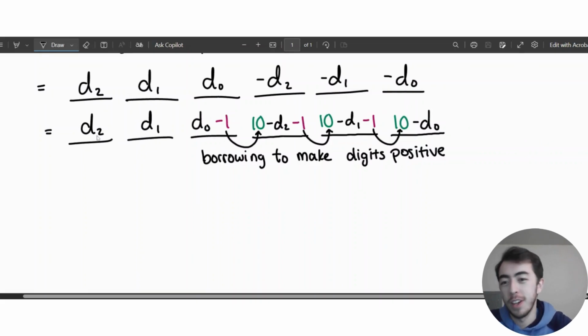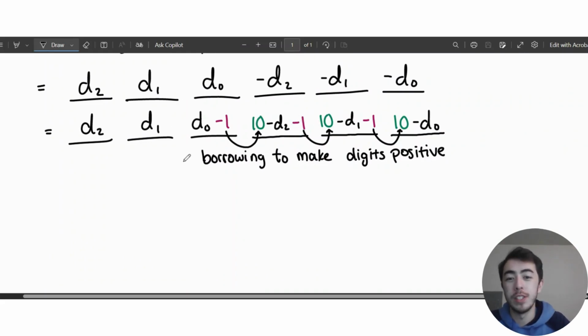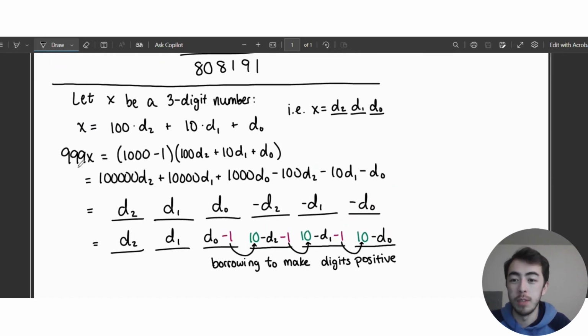All right, so I just color coded it to make it make a little more sense. Here I'm borrowing a digit from the thousandths place and turning it into 10 hundreds. And then I'm borrowing 100 and I'm turning it into 10 tens. And this is just to make sure that all of my digits are somewhere between 0 through 9. So now if I do 999 times x, I will get a number with this format.